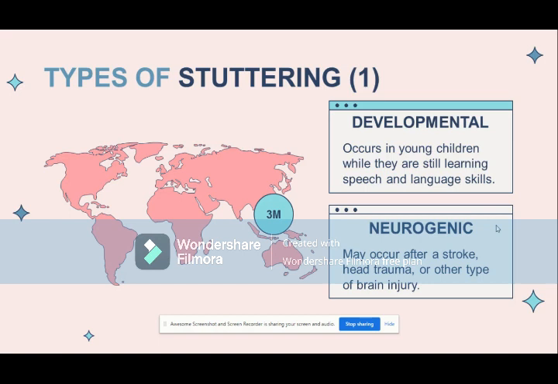And the second, we have neurogenic stuttering that may occur after a stroke, head trauma, or other type of brain injury. With neurogenic stuttering, the brain has difficulty coordinating the different brain regions involved in speaking, resulting in problems in production of clear or fluent speech.